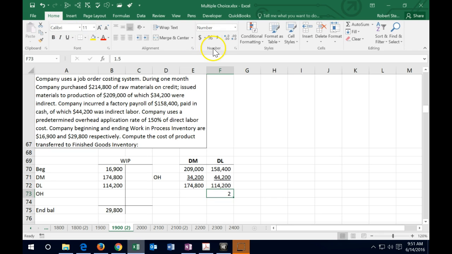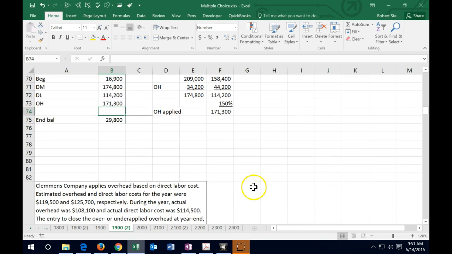predetermined overhead rate. Home tab, font group, add decimals, or make it a percent. Then I'm going to underline that. And that means that the amount that we can apply to a job is the 114.2 times the 150%. That's our overhead that gets applied. Something like that. Okay, and then that's going to equal the 171.3. Okay, so there's what we have there.